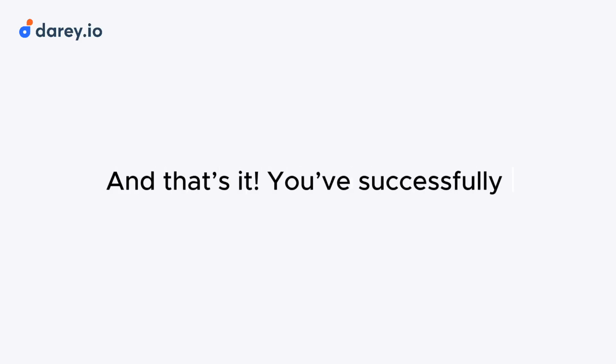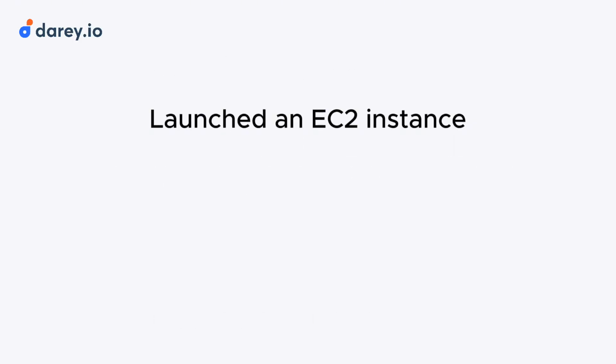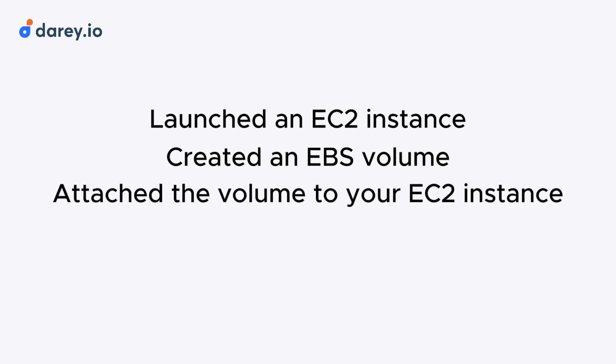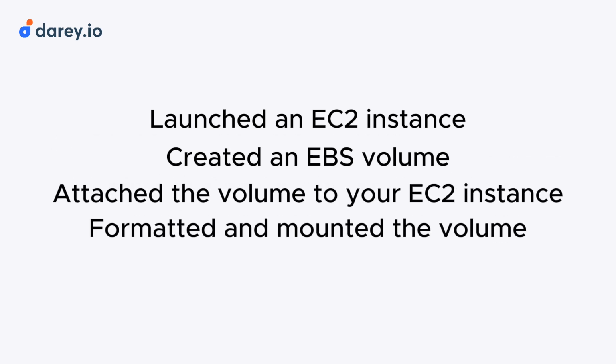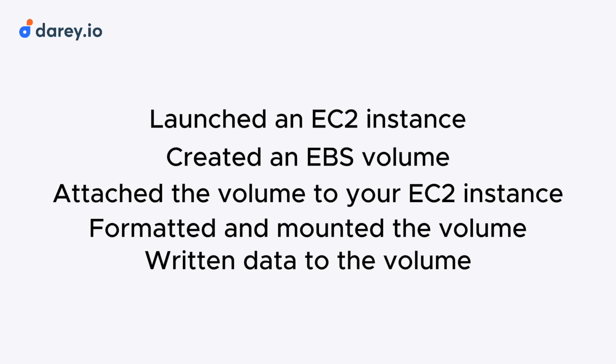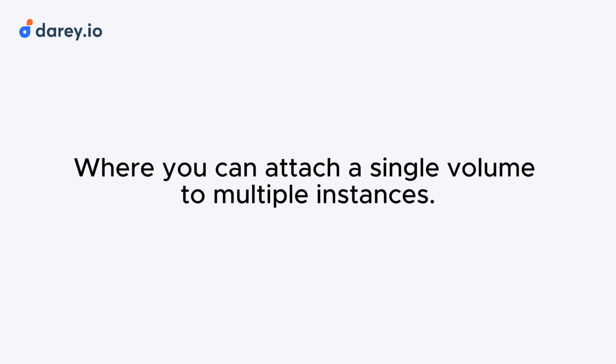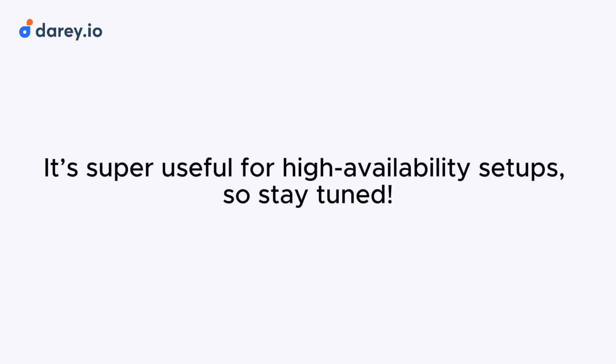And that's it. You've successfully launched an EC2 instance, created an EBS volume, attached the volume to your EC2 instance, formatted and mounted the volume, and written data to the volume. In the next video, we'll dive into the multi-attach feature of EBS, where you can attach a single volume to multiple instances. It's super useful for high availability setups, so stay tuned.